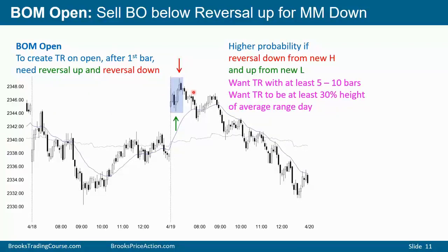In general, you want the trading range to be reasonably long. 10 bars is the reasonable guide. Sometimes it's only 4 or 5 bars. And you also want the range to be at least 30% of the height of an average daily range, but not more than 50%. If this opening range is more than half of an average day's range, and then you get a breakout, the day is probably going to remain in a trading range and not go for a measured move.